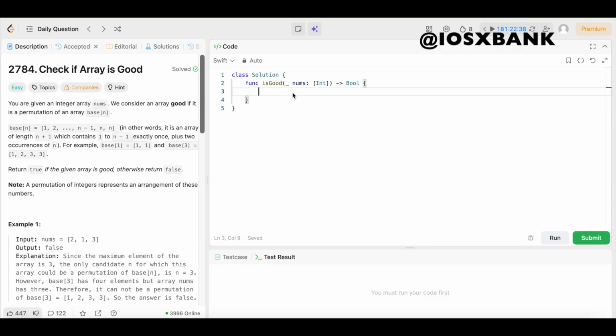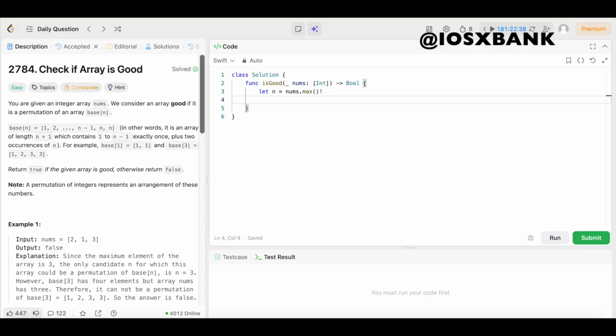And now that we understand the question, let's get into the fun part, the actual solution. The solution is not that difficult. Now, the first thing we're going to do is find the largest number in the array. And in a valid good array, this number should appear twice. So we're going to say let n equal nums.max(), put a parentheses, put an exclamation point. Boom. Now, a good array should contain numbers from 1 to n with n appearing twice. So that means the total array size must be n plus 1.